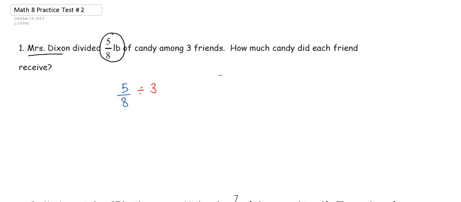Alright, so when we're dividing by 3, the 3 is the same thing as 3 divided by 1. And whenever we're dividing fractions, we can always change that division sign to multiplication, and all we have to do is flip the second fraction, so that will be 1/3. So 1/3 is the reciprocal of 3.